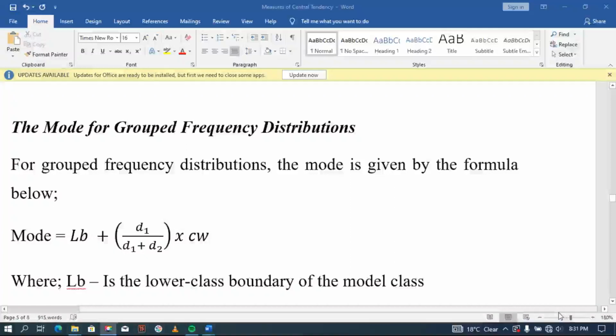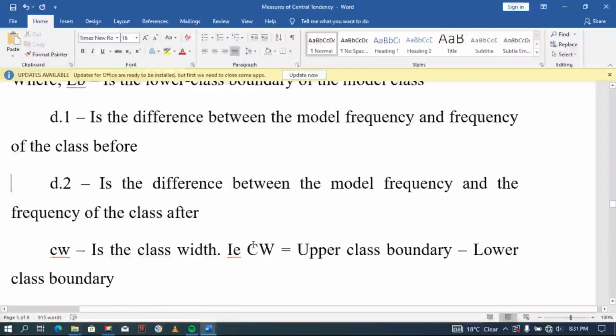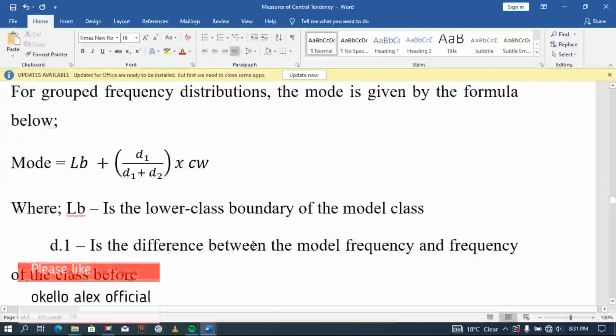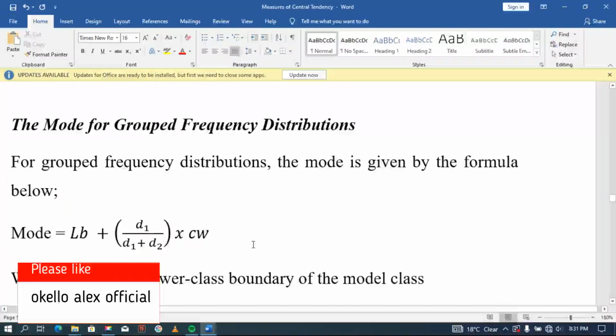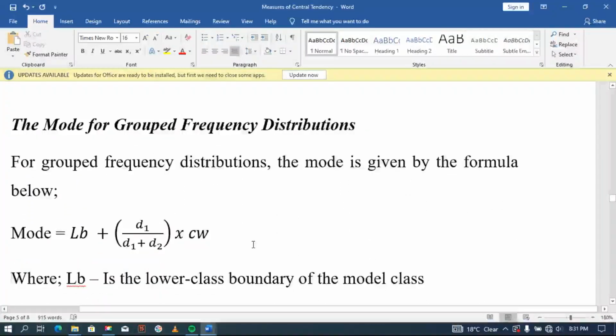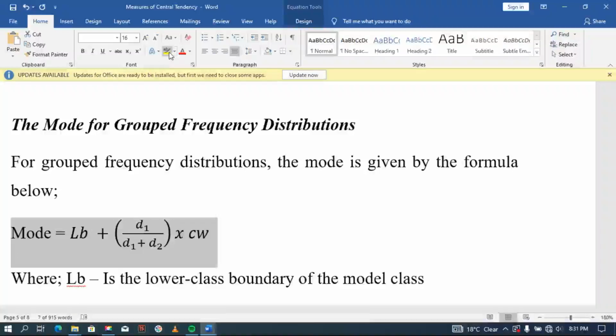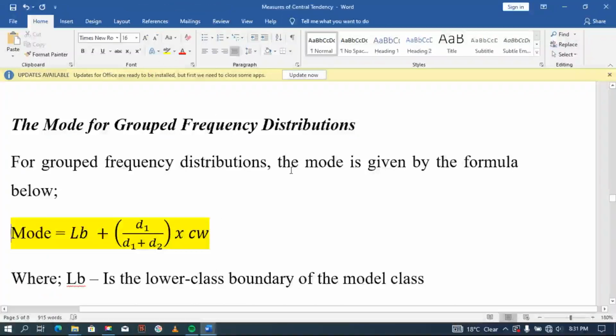So when we talk about the mode, just a review to try and remember. The mode is basically that value that has the highest frequency. So the number of times an event occurs determines the mode. For a grouped frequency distribution, the mode is given by the formula below. This is the formula that we use when it comes to finding the mode of grouped data.